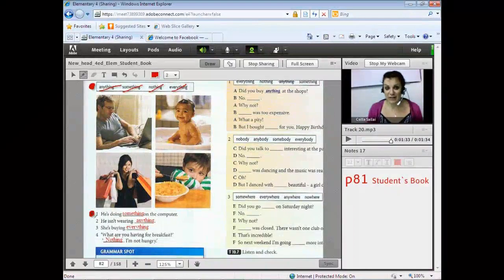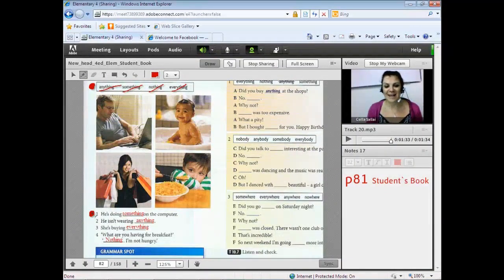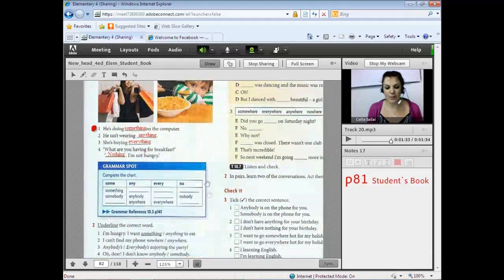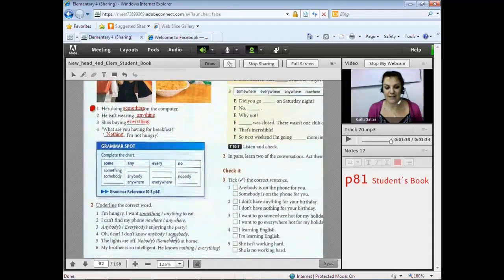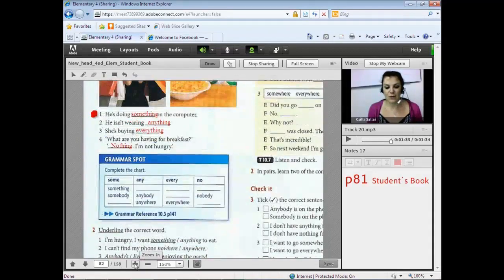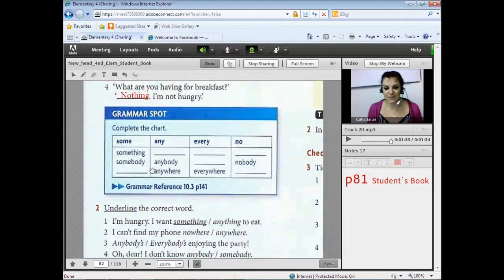Now please look at the screen and check your answers. I'm sure this is not the first time you have heard these words: anything, something, nothing, and everything. But if you look at this blue box, this grammar spot, this chart right under this exercise, we can do some revision about all these words starting with some, any, every, and no. So look at the chart and try to complete it.